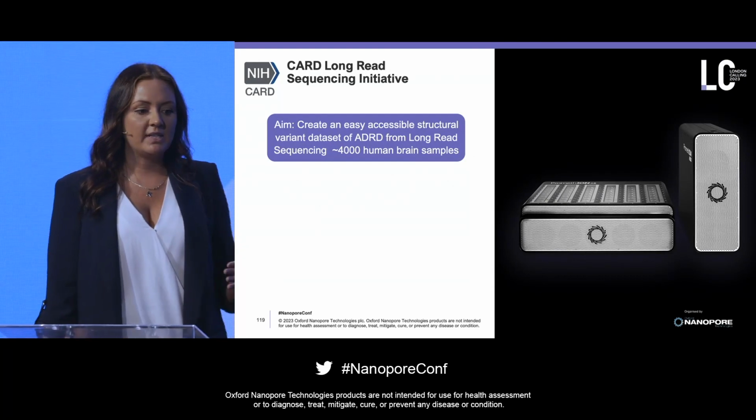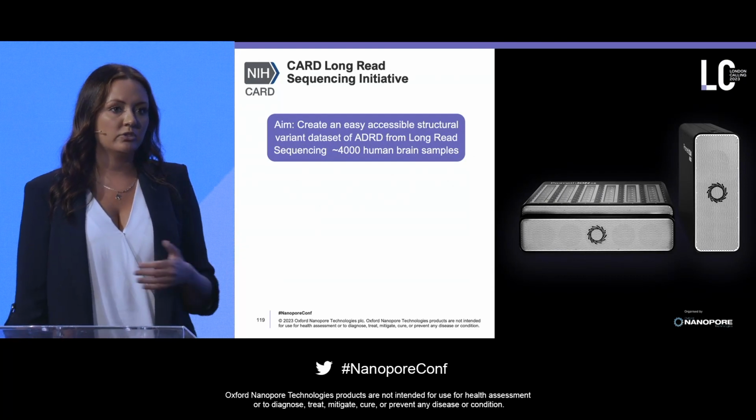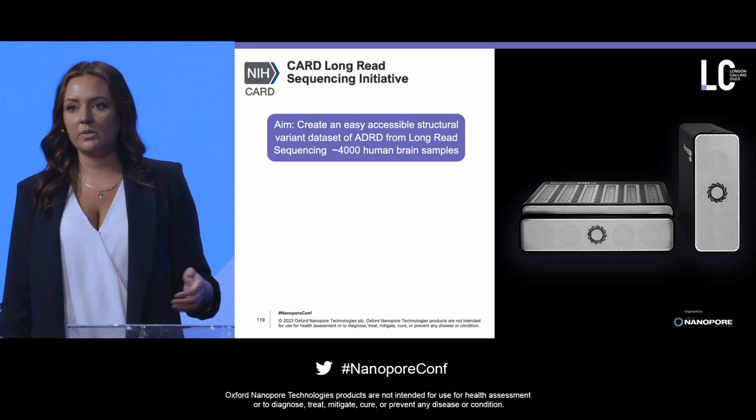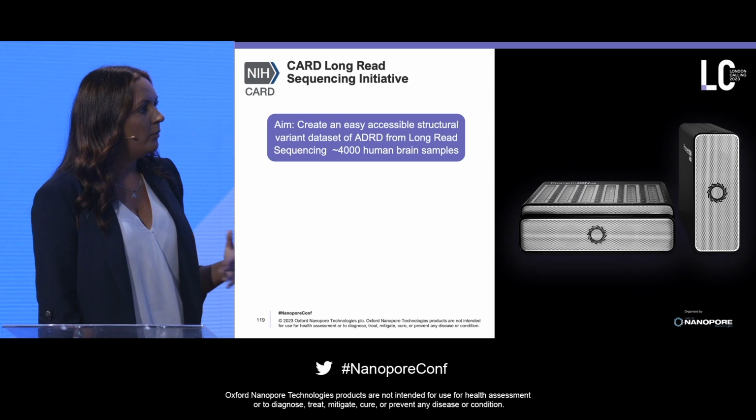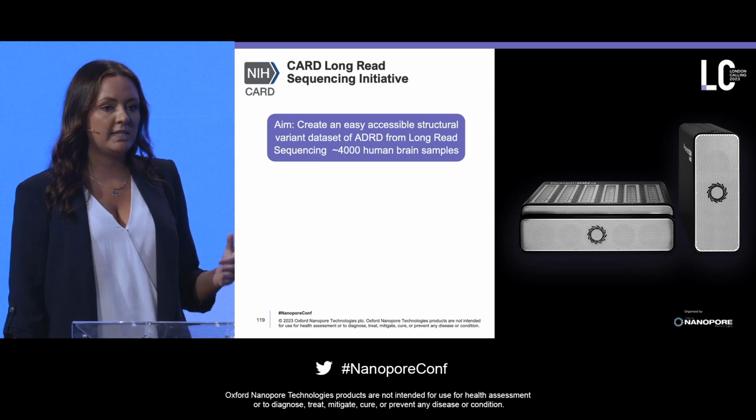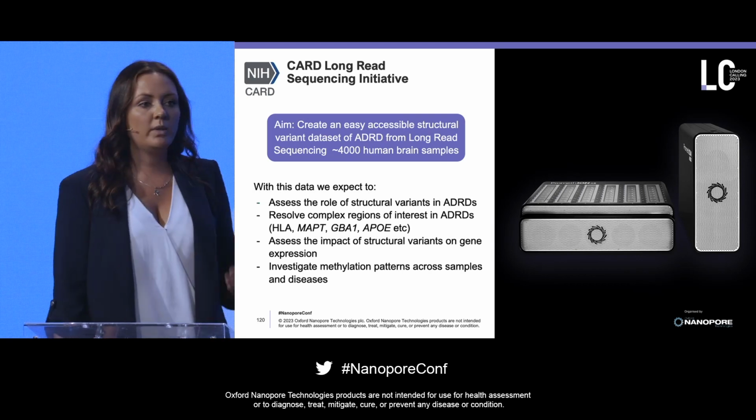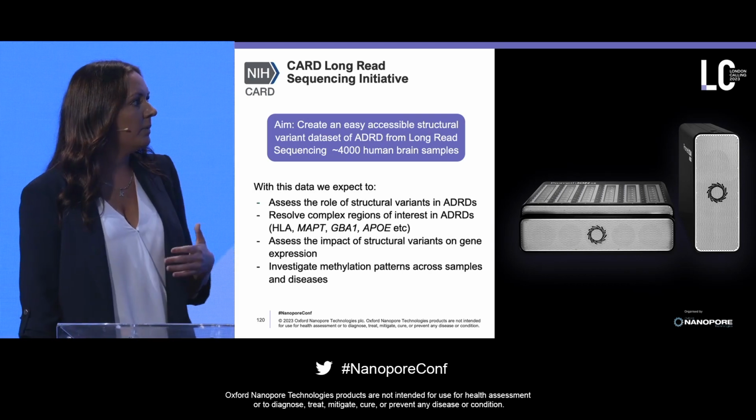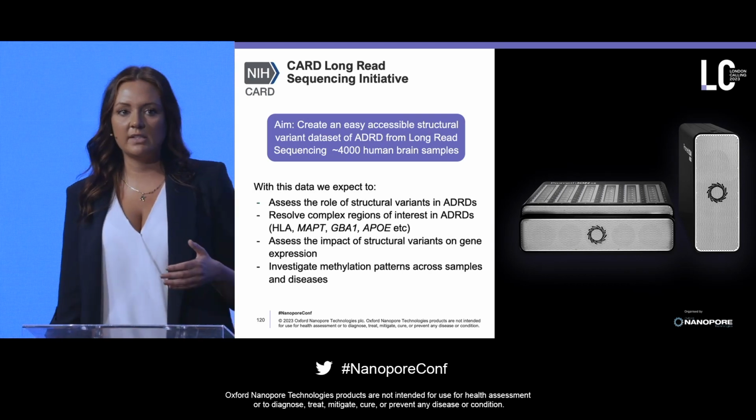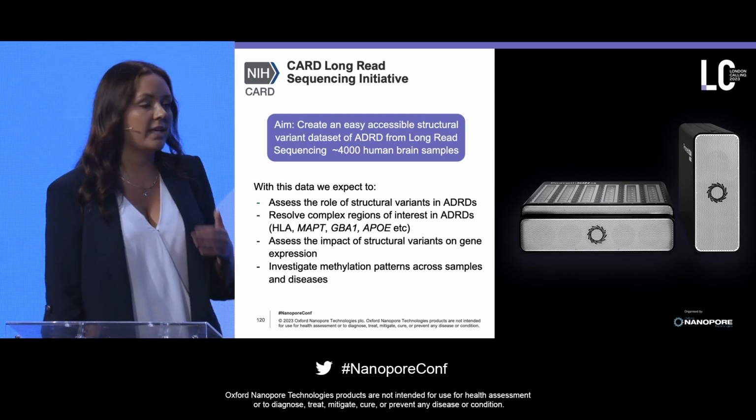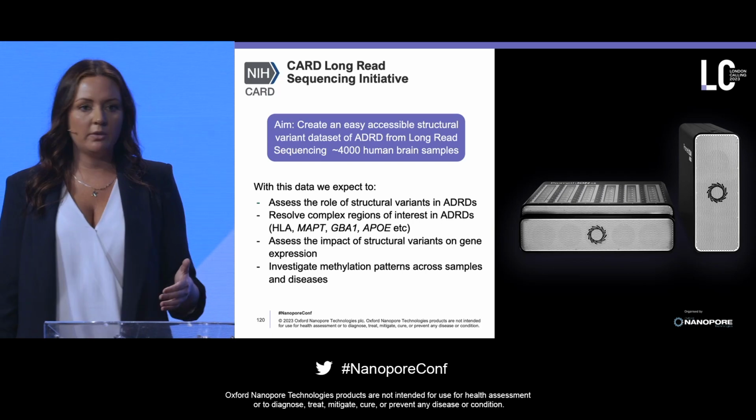The aim of this is to create an easy, accessible structural variant dataset for Alzheimer's disease and related dementias, also termed ADRD. For this, we're going to long-read sequence around 4,000 human brain samples. With this data, we aim to be able to assess the role of structural variants in ADRD, and resolve complicated regions such as the HLA, MAPT, and GBA loci.